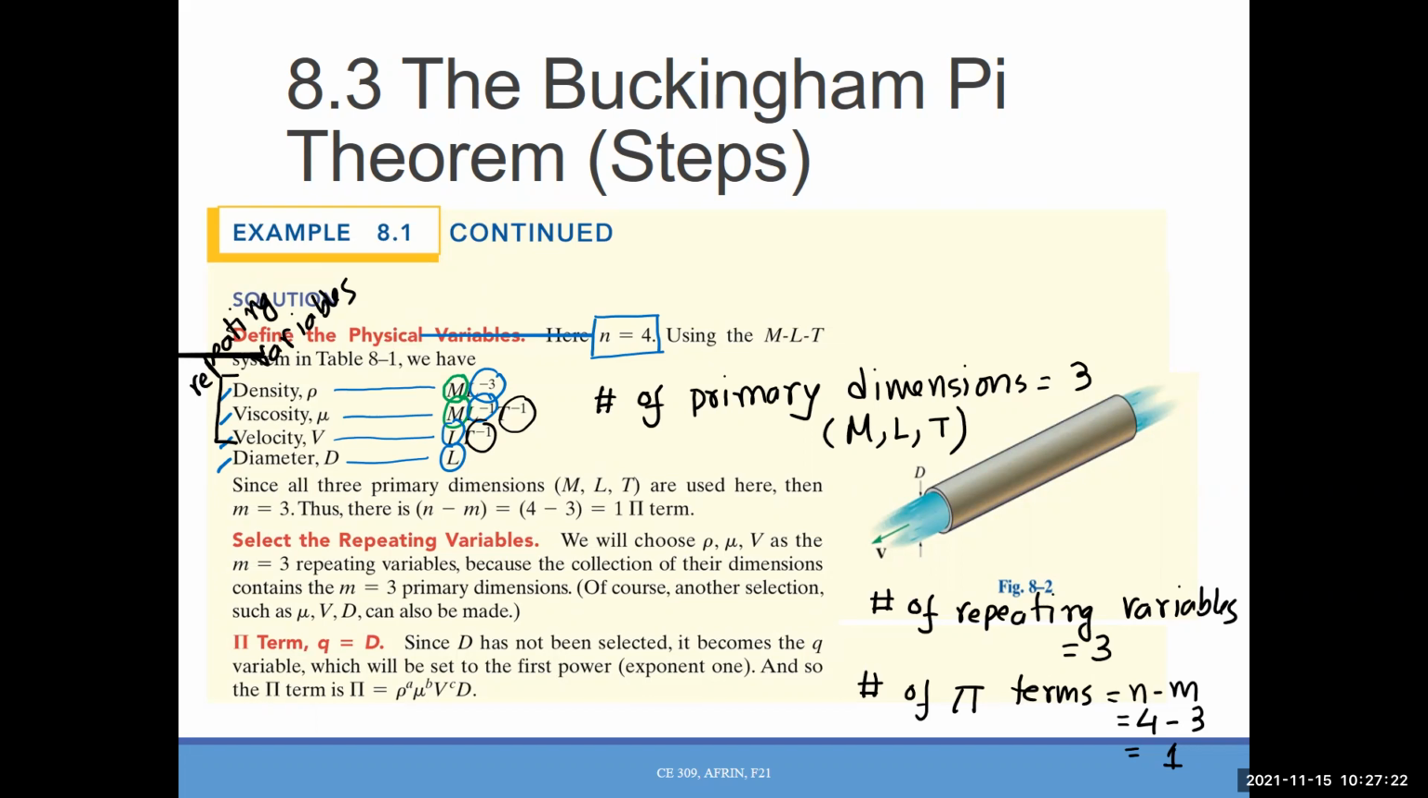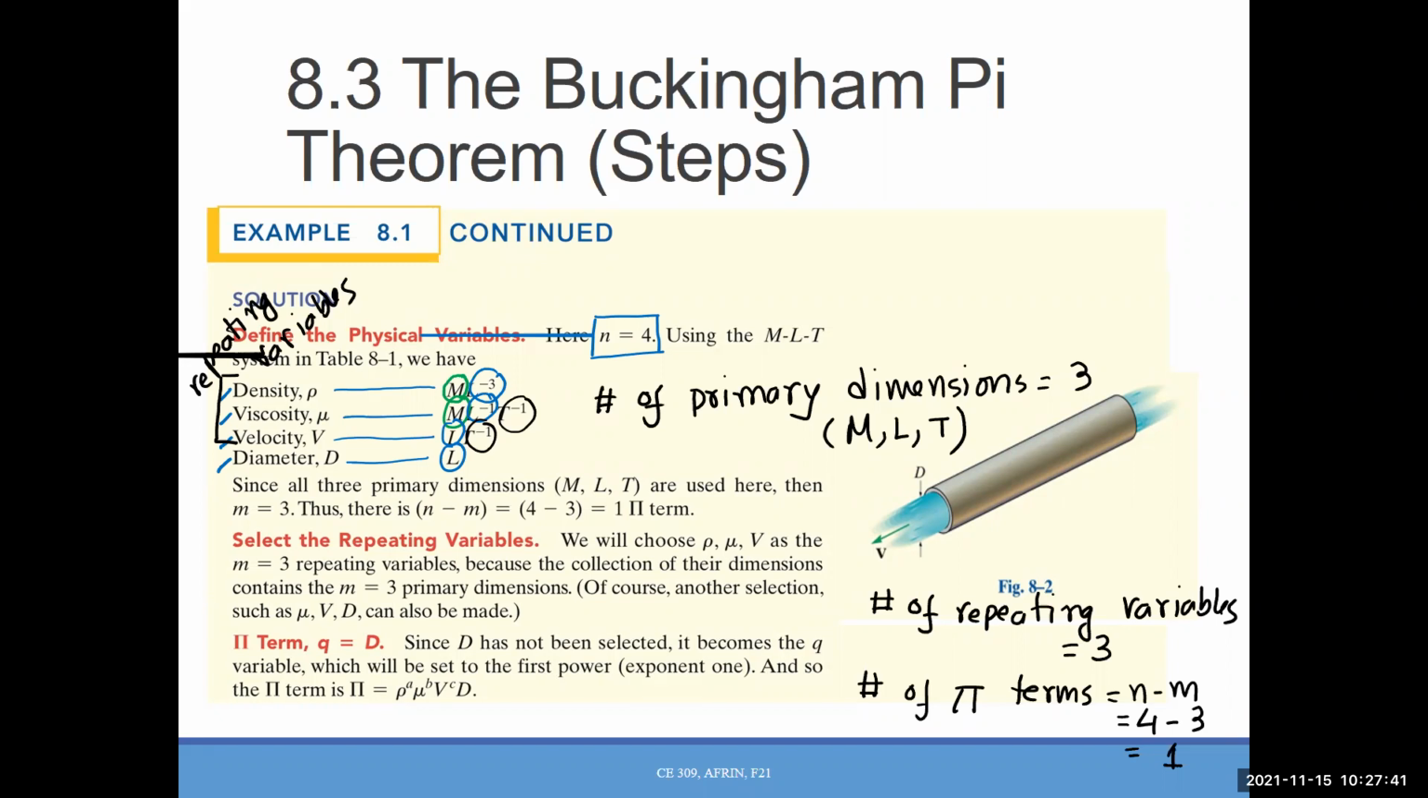Select one term, multiply all by the m repeating variables, raise each of the m variables to an unknown exponent, but keep the q variable to a known exponent, usually 1 for simplicity. Repeat it as many times as needed.